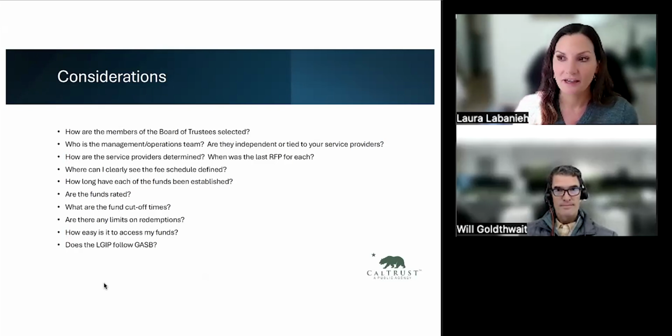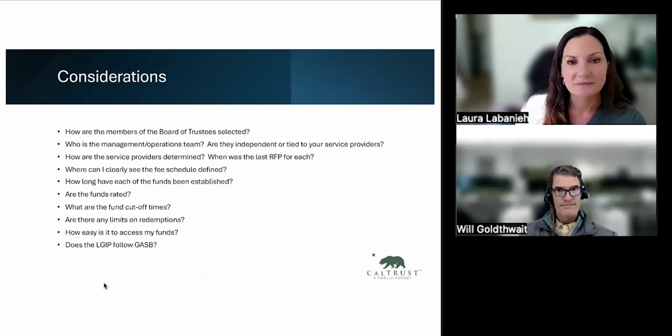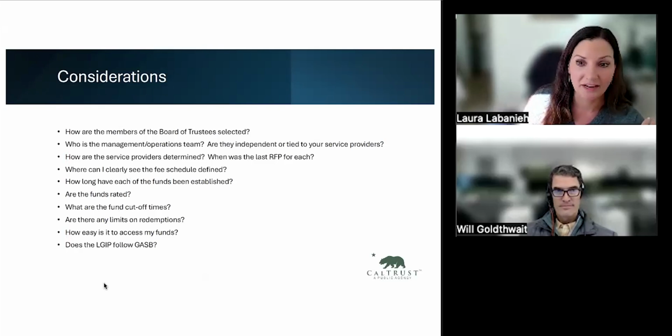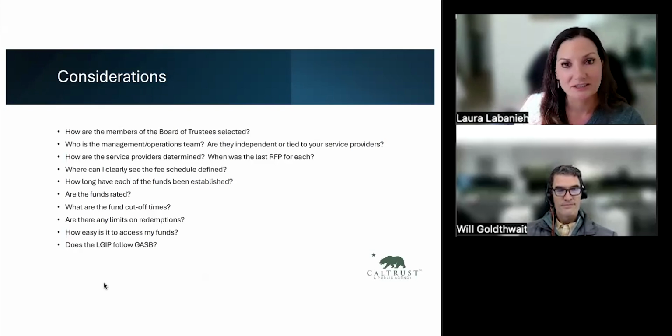Am I calling a generic line and getting whoever answers the phone who's going to look at my fund, or am I getting someone who's a dedicated provider? So those management operations are key to look at for both consistency as well as your shareholder experience. Who are the service providers? How long have they been there? When were they last RFP'd? What are the considerations that the LGIP is giving to how they're making their selections? I think that's really key.